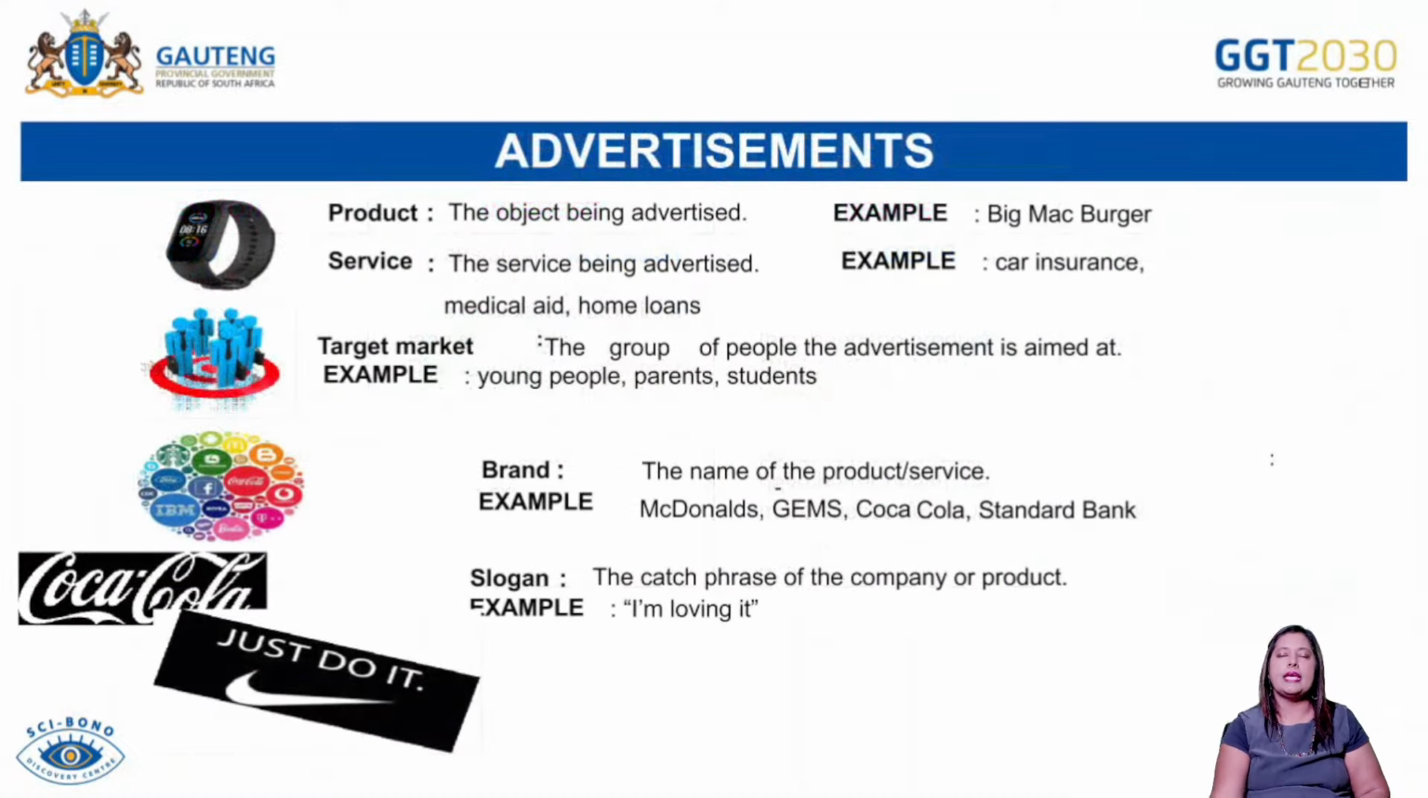So when looking at the kind of terms used in the testing of advertisements, you have to know product versus service. Product is obviously the tangible product in front of you, okay? That is, for example, like your Big Mac burger. A service will then be something not tangible, and that could be advertised.